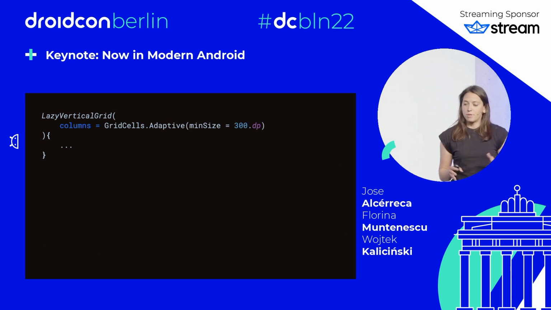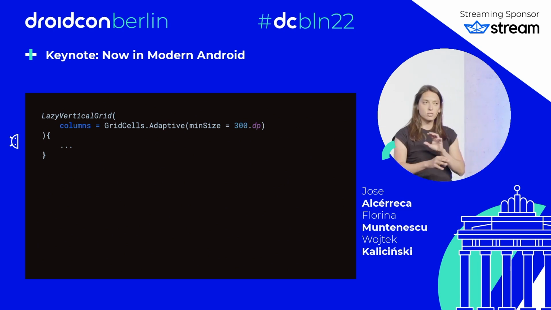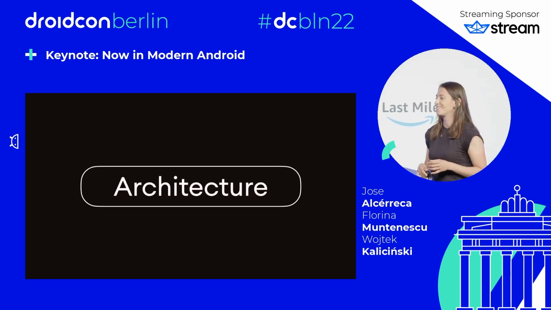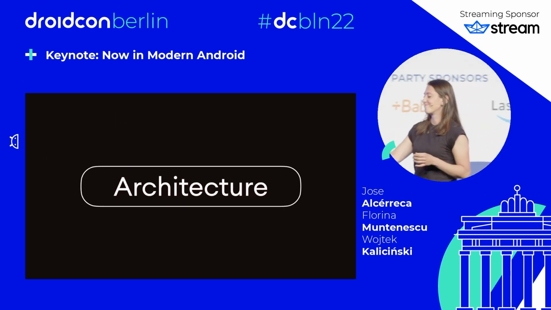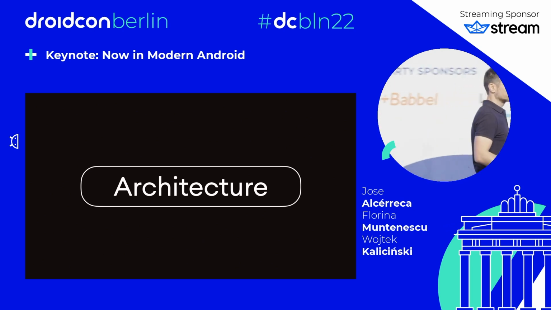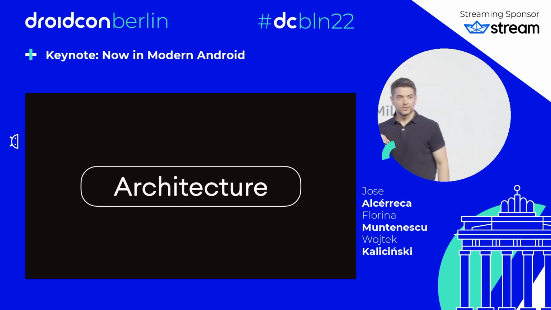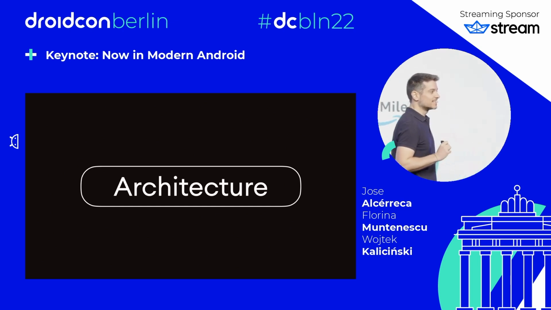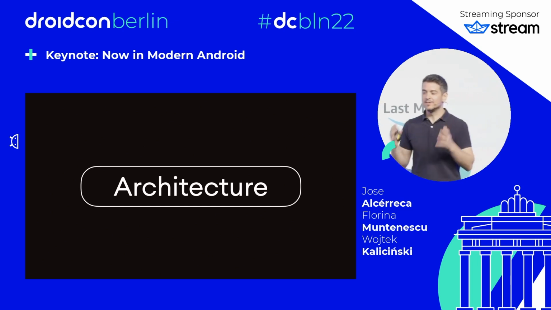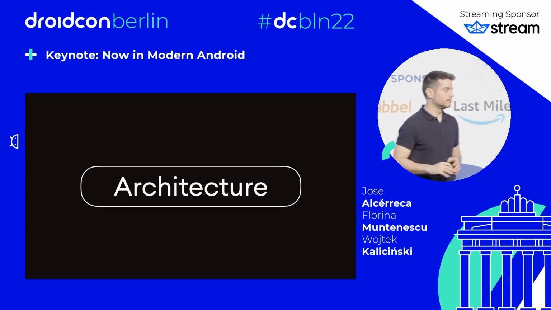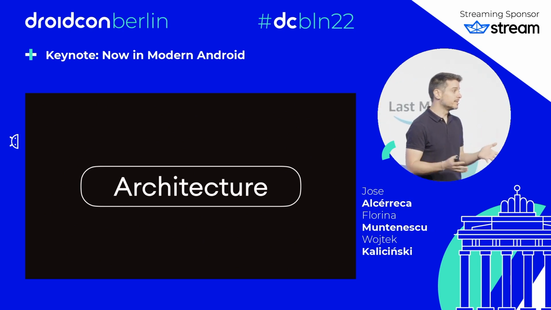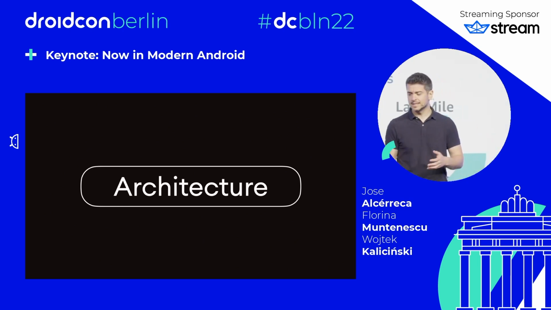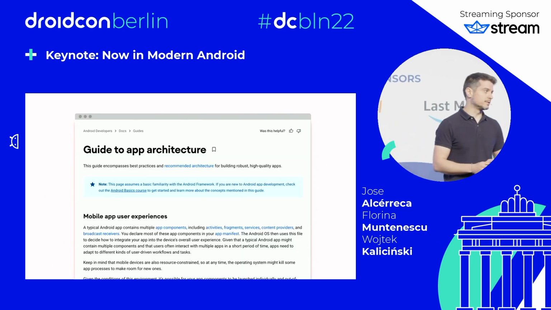But now, we looked at UI. Let's zoom out a little bit and look at some recent changes in architecture. All right. Now for the fun part. So in architecture, we got a lot more opinionated. The official architecture guide is the result of months of debate and bike shedding. It contains recommendations that work well for the vast majority of apps, making them scalable, maintainable, and testable.